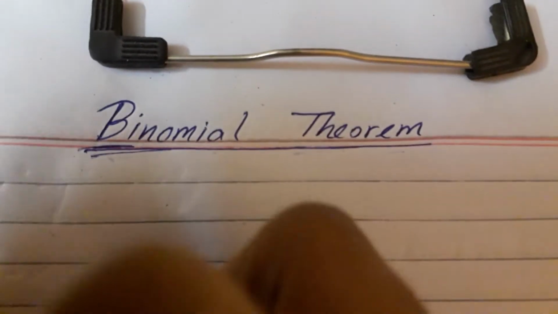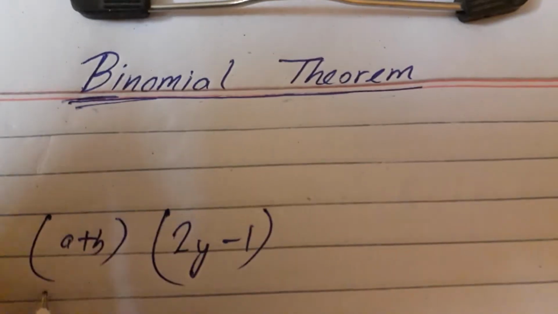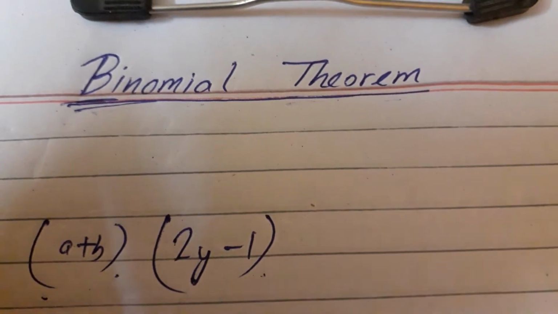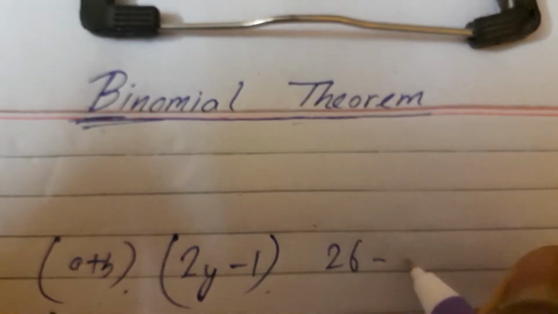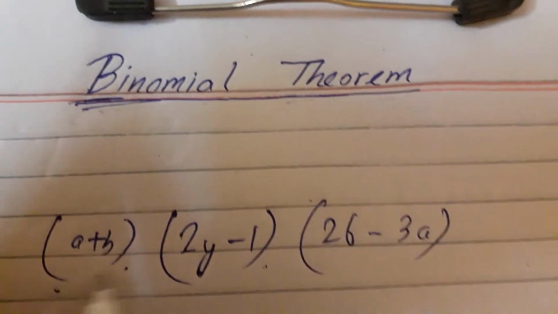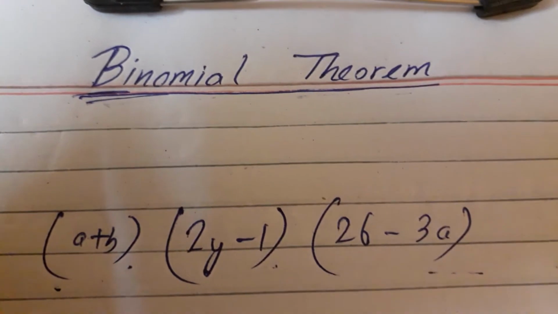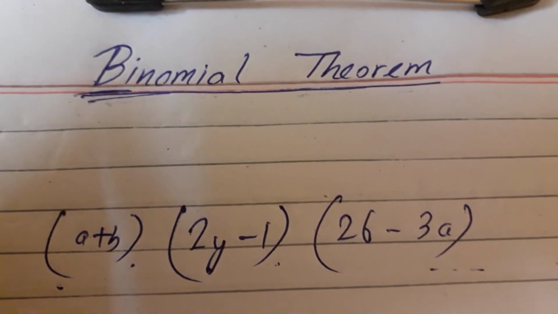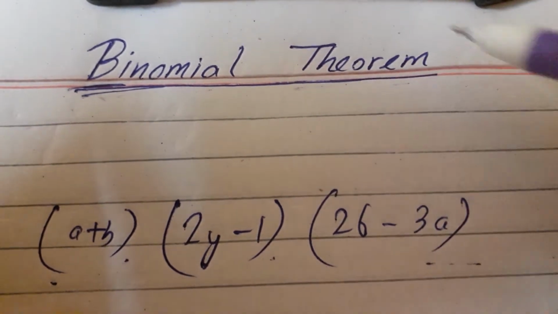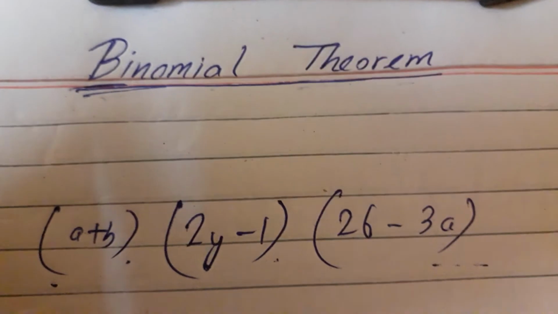For example, we can say a plus b, or 2y minus 1. See, only two terms are there. Suppose 2b minus 3a. This type of expression, which contains only two terms, we call a binomial expression. And the binomial theorem we use to expand this type of binomial expression.